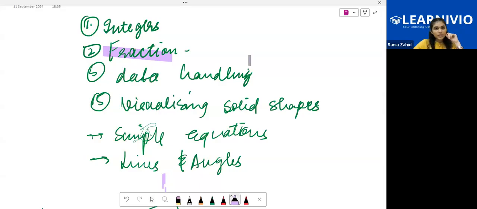Razan, you must be knowing at least, like integers, data handling. It has been done, but I forgot which lesson was last taken. Don't tell me the last lesson, just tell me all the lessons that have been done. We have done integers, fractions and decimals, data handling, simple equations.